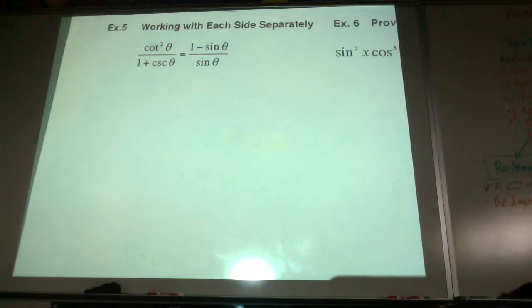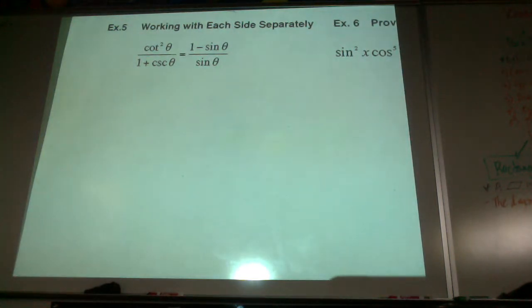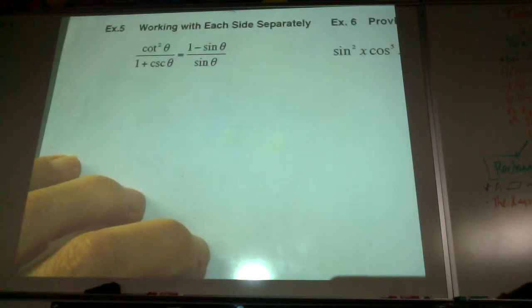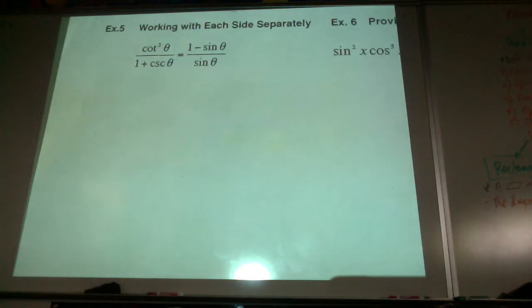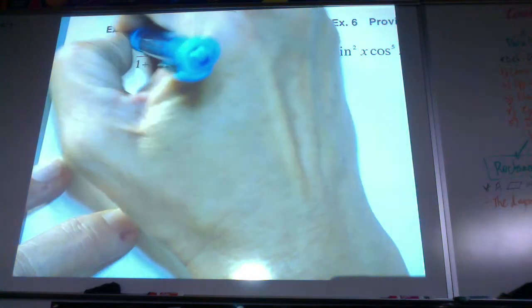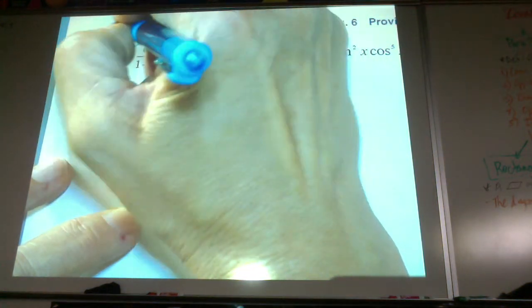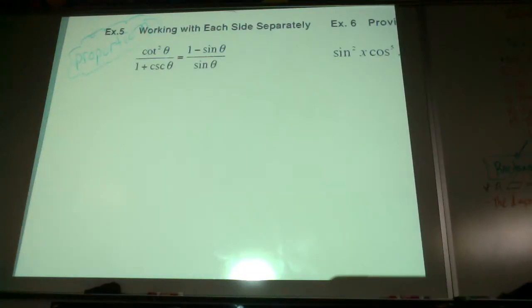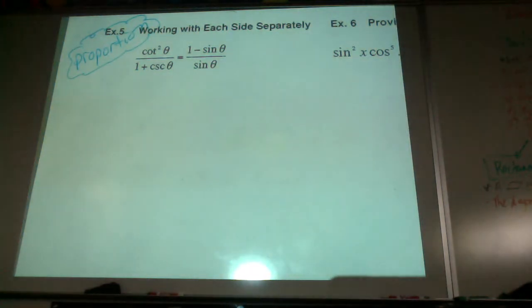Here's an example where you can work both sides separately, and you kind of start and stop and start and stop. What kind of problem is this versus the other ones that we've done? So fraction equaling a fraction, which makes it a proportion. This is a proportion. A proportion is a type of problem where you might work both sides. This is not to say that you have to, but you might.